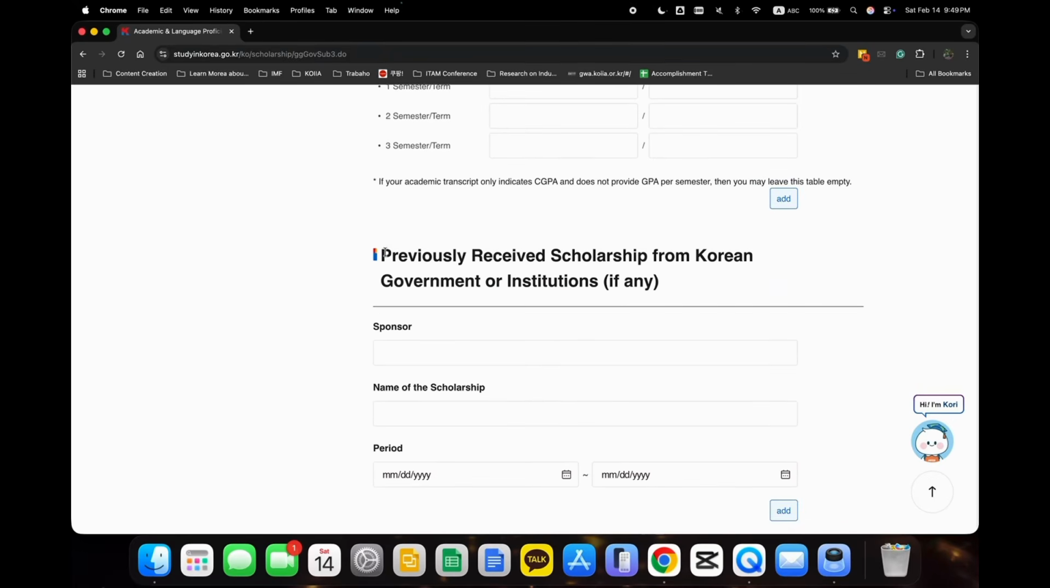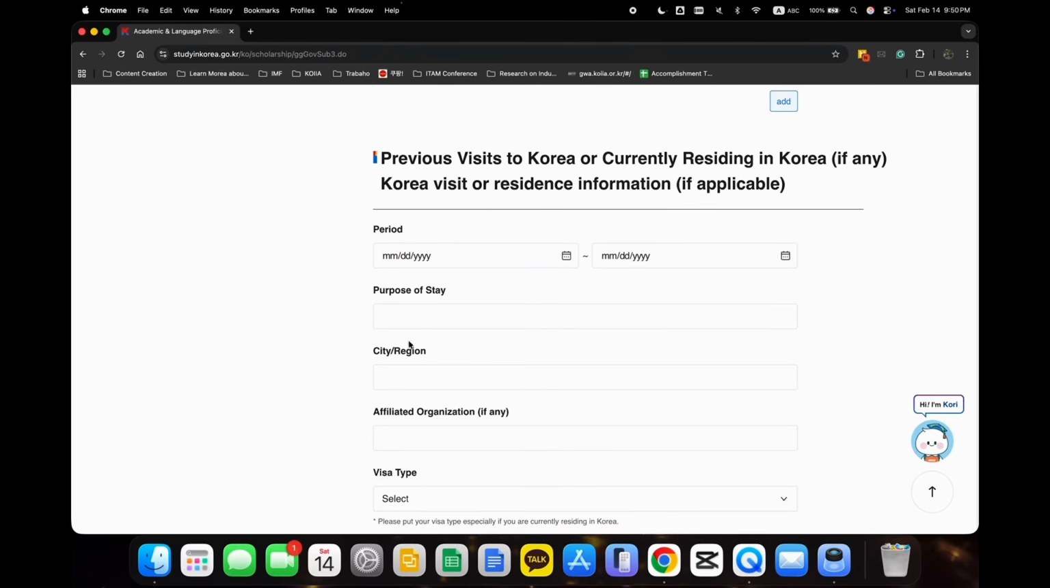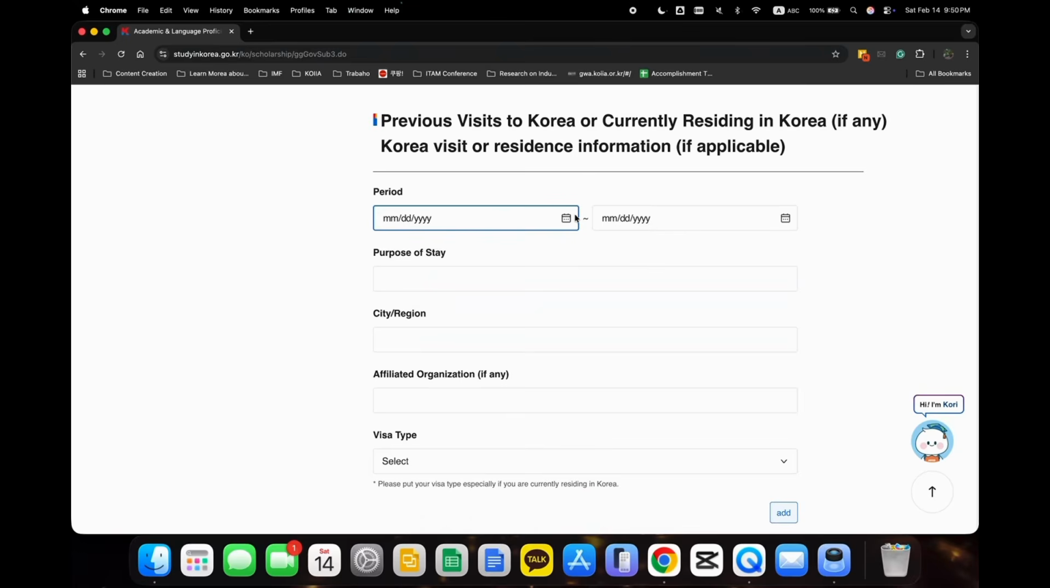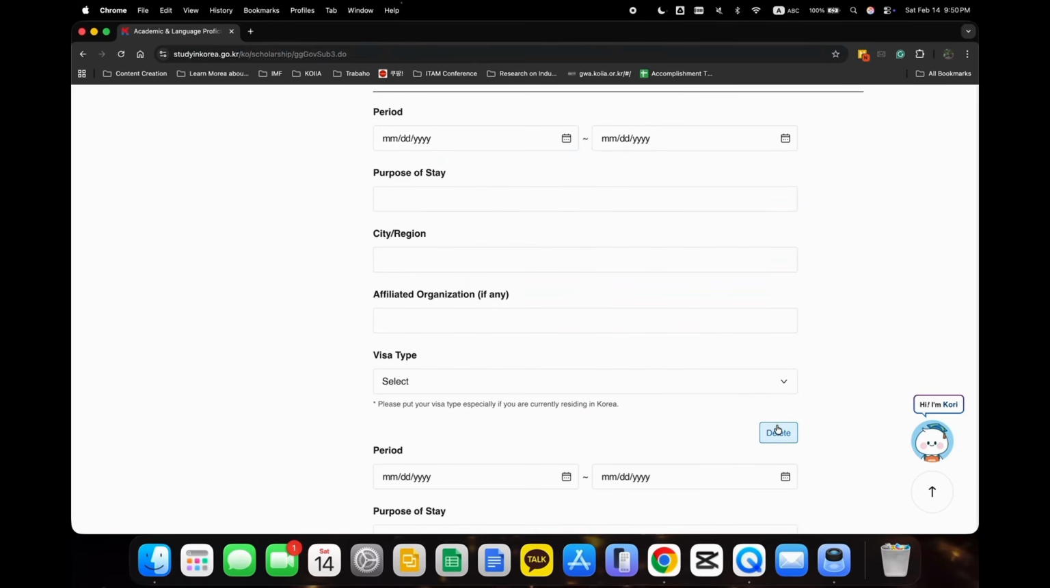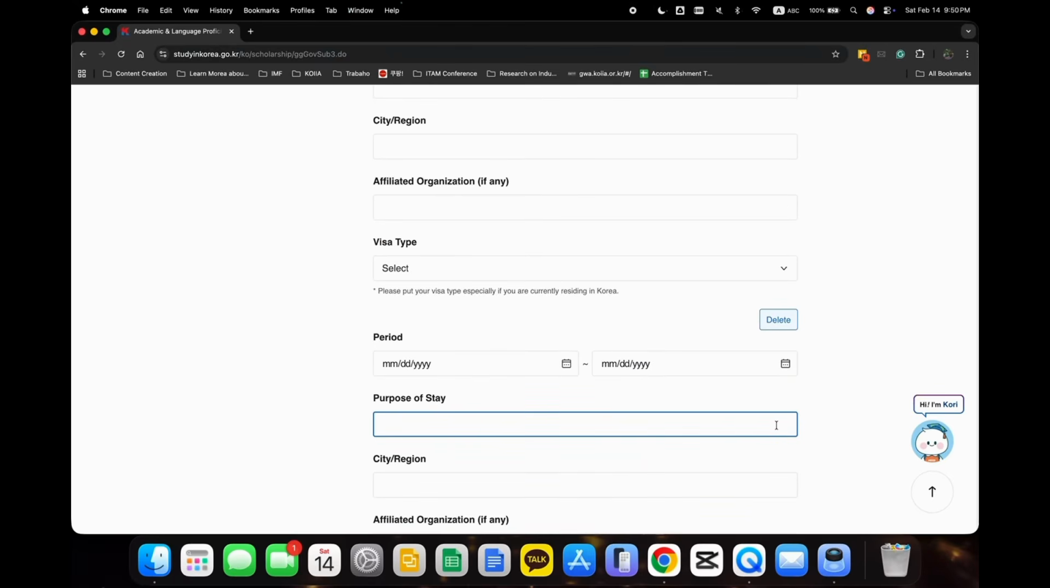row. Then previously received scholarships. If you're a GKS applicant or recipient before, you cannot apply to the Global Career Scholarship Program anymore, unfortunately. Again, that's a new rule enforced by NIIED, and that's understandable. So for this specific question, your previous visits to Korea, you can add up to two. You can share two sections here.